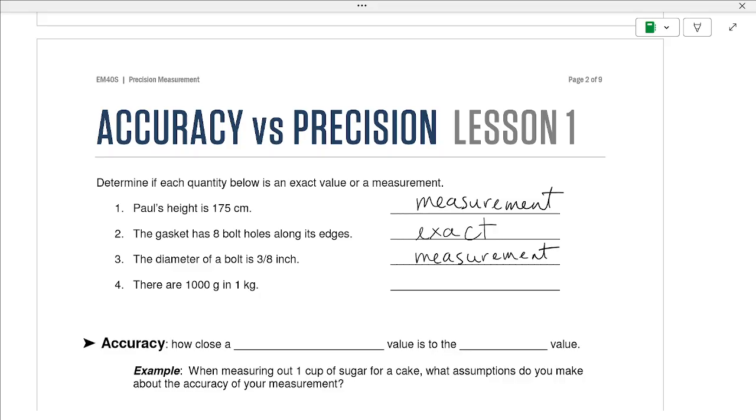It's possible that you look at 2 different bolts and you have one that's slightly bigger than the other, even though they're supposed to be exactly the same size. And it's that kind of variability that you want to see, well, what's the most amount of variability that we'll tolerate in this situation? We'll talk a lot more about that as this chapter goes on. There are 1,000 grams in a kilogram. That's not something you've measured. That is a fact. So that is an exact value.